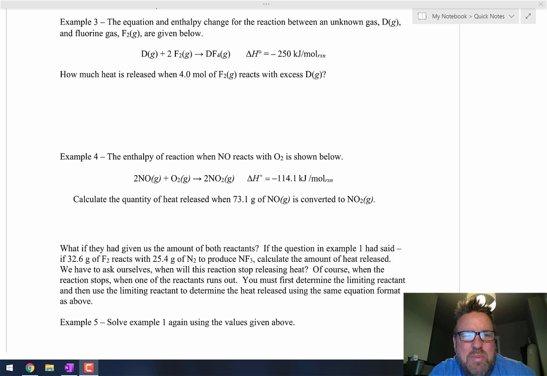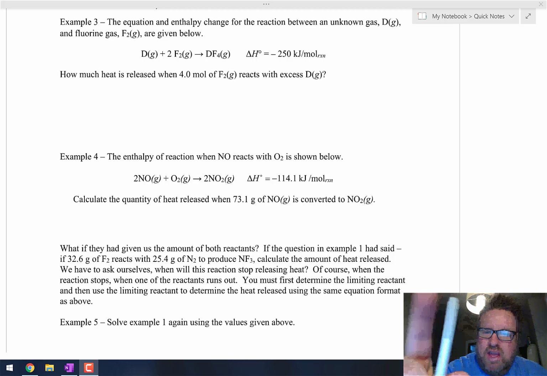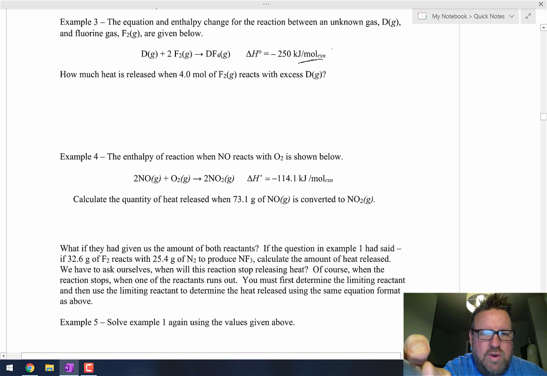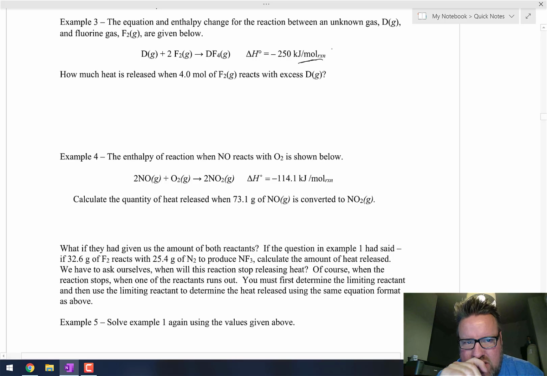Let's do some more example problems here with enthalpy. Let's look right away here at example 3. It says the equation and the enthalpy change for the reaction between an unknown gas D and fluorine gas are given below. So we can see that delta H is negative 250 kilojoules per mole of reaction, like always. How much heat is released when 4 moles of fluorine react with excess D?